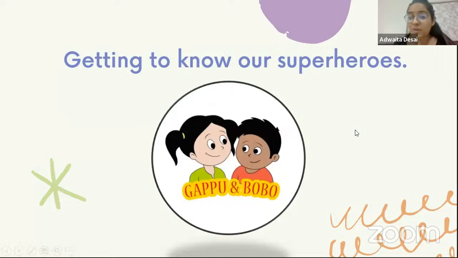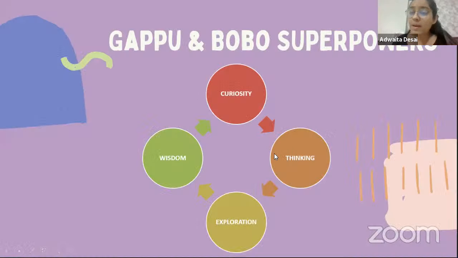My favorite superhero used to be Batman. When I was in school, my favorite superhero used to be Batman. और अब जैसे I'm learning more and more science, my superheroes are slightly changing, and these days my favorite superhero is Gappu and Bobo. Why Gappu and Bobo? We will learn now. Now Gappu Bobo के पास बहुत सारे सुपर पावर्स है.